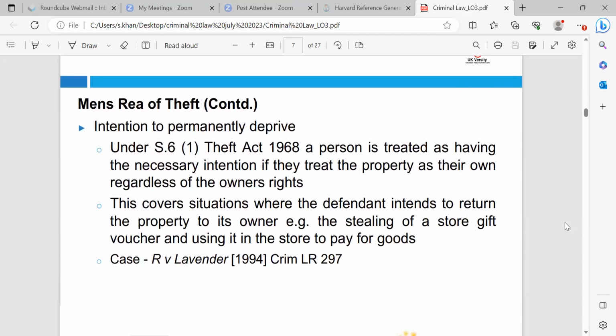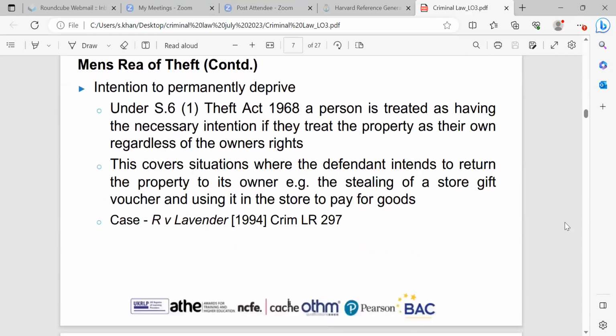Mens rea, intention to permanently deprive. Under Section 6, subsection 1, Theft Act 1968, a person is treated as having the necessary intention if they treat the property as their own, regardless of the owner's rights. This covers situations where the defendant intends to return the property to its owner, for example, the stealing of a store gift voucher and using it in the store to pay for the goods, as in the case of R and Lavender 1994.